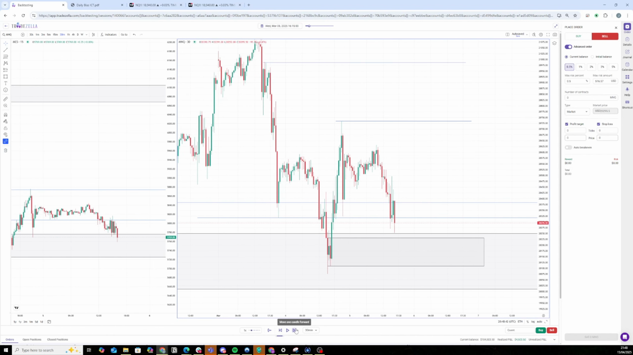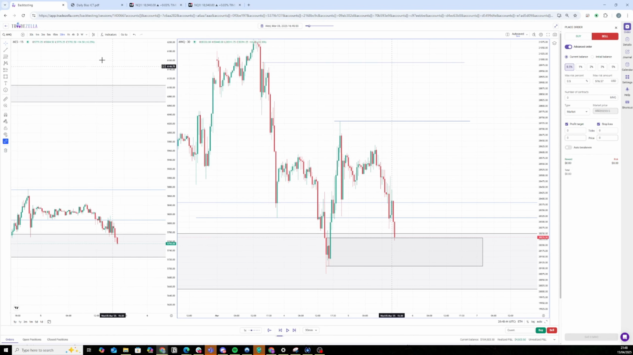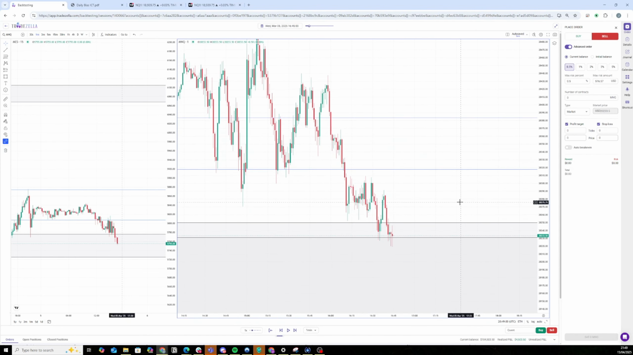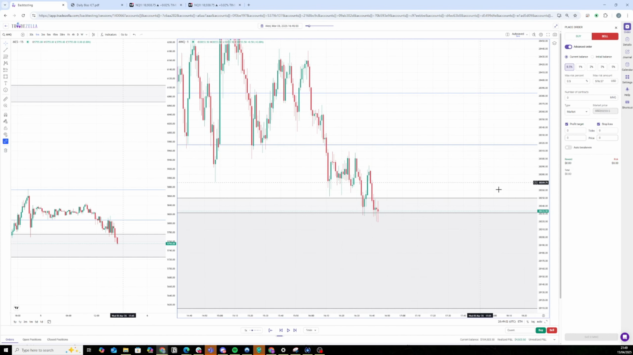Do we get a pullback? Okay, we tap into it. So now what we don't want to do is just enter off this willy-nilly. We want to wait for some sort of confirmation, because this isn't essentially a very high probability setup, but if we get some sort of lower time frame confirmation, then it becomes one. So let's see what we've got to play with.